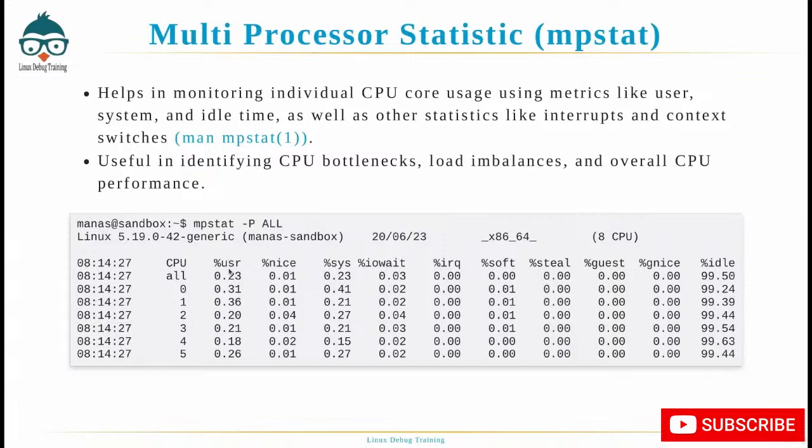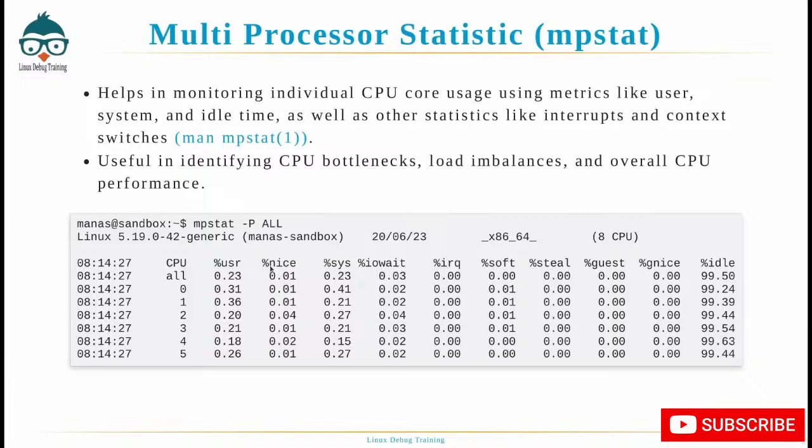Percent user, as we already discussed in the preceding slides, is the column that shows the percentage of CPU time spent executing user level processes. It includes the time spent running applications and user initiated tasks. A high percent user value indicates that the CPU is primarily being used for user level activities, which is typical for most computing tasks.